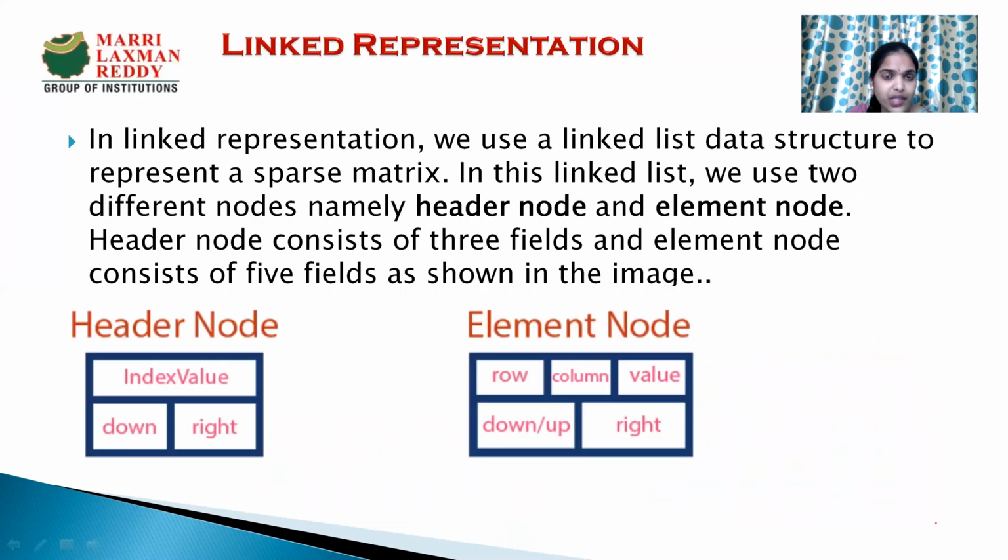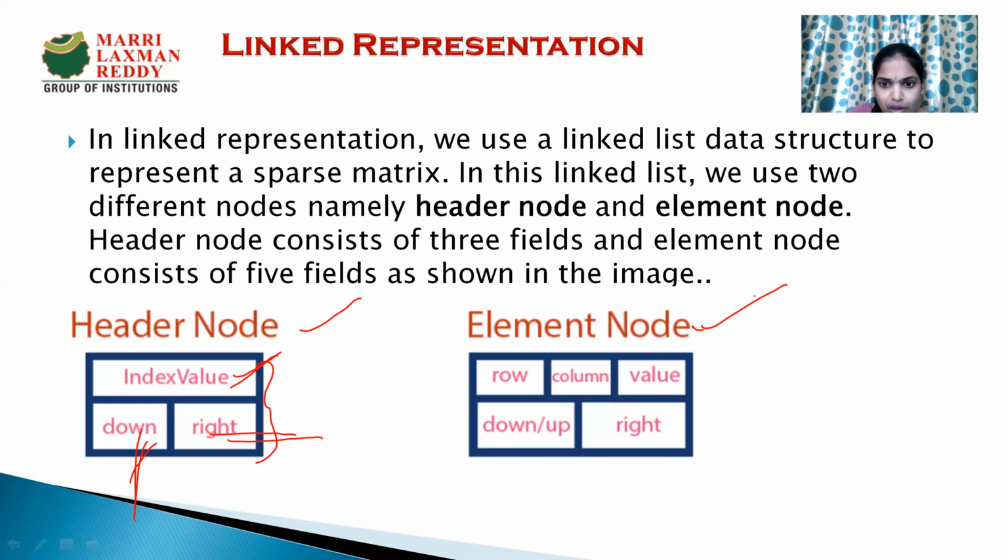And the other representation is the linked list. In this linked representation, we represent the sparse matrix with two different nodes, namely one header node and the other one is the element node. The header node consists of three fields: the index value, its down value and its right side value.